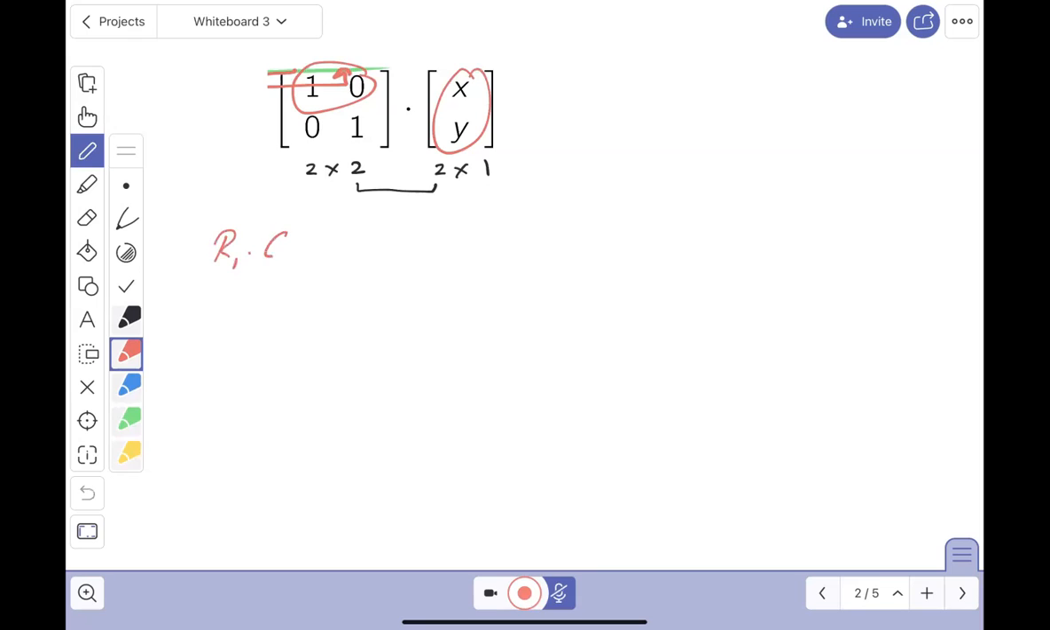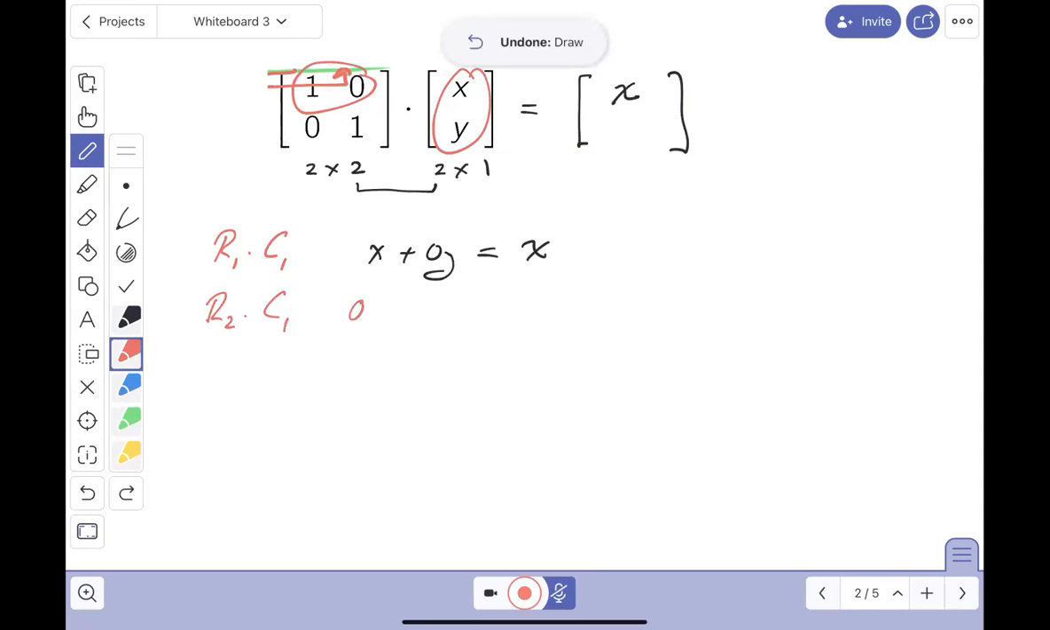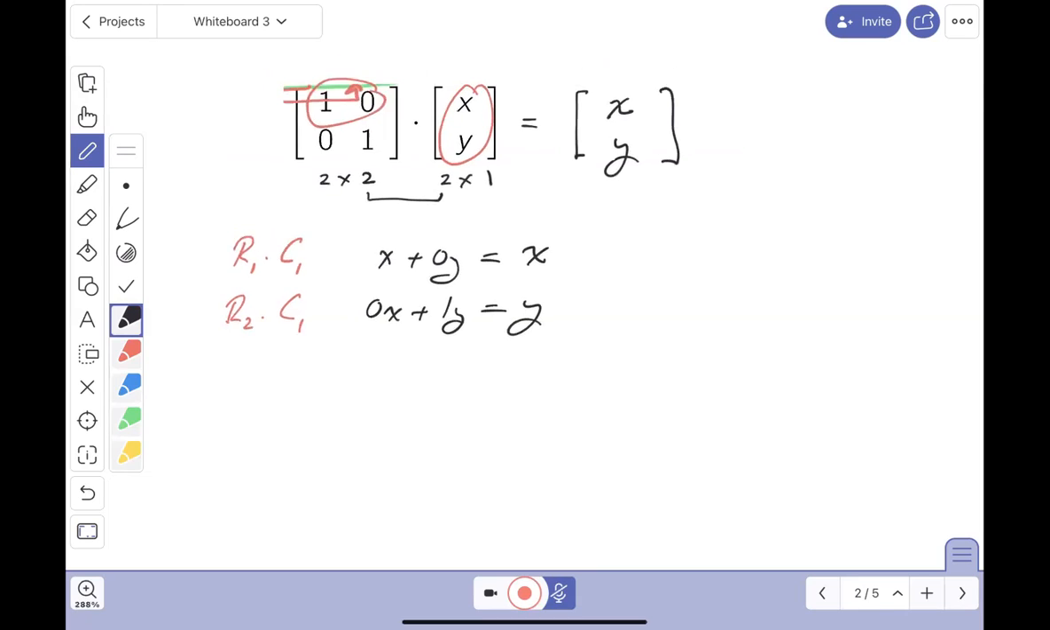Row 1 times column 1. And what's that going to give you? Well, if I did that, what would I get? I get x plus 0y, which is x. I'll write that down for you. That's row 1, column 1. That's done. What's next that going to be? Row 2 times column 1. What do you get over there? 0x, whoops, go back to black. 0x plus 1y would equal y. All right, let's go back.